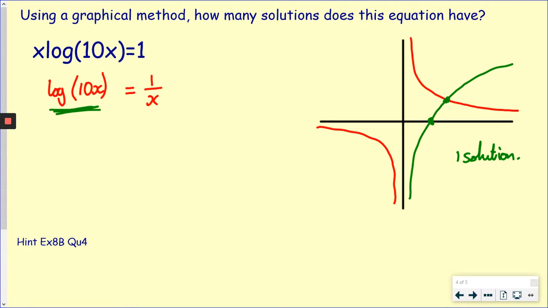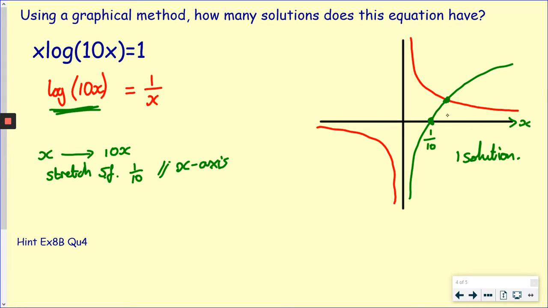To be a bit more specific about where this graph crosses the x-axis, we want to think about transformations of functions. Here we're replacing x with 10x. So that represents a stretch, scale factor a tenth, parallel to the x-axis. So instead of crossing at 1, it's now going to cross at 1/10. It's all been squashed in that direction, closer to the y-axis.